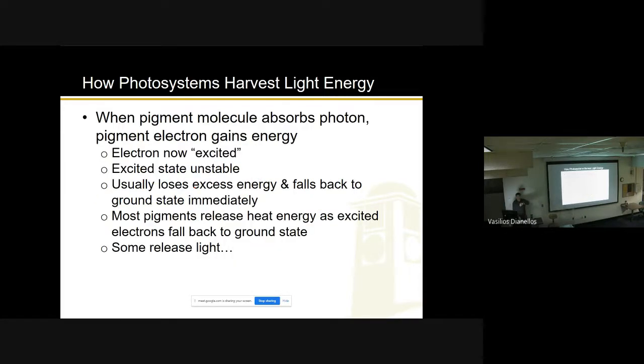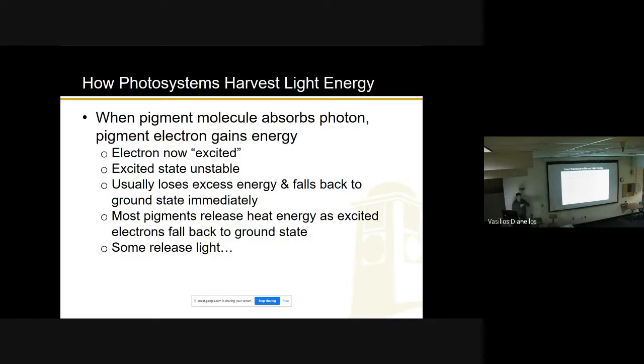What happens when a pigment molecule absorbs a photon? It excites the electrons. Remember, this whole thing is about getting high energy electrons. That's how they're excited. That's why when you wear a black shirt outside in the summertime, you get hot, because it absorbs all those photons and it literally puts off heat.